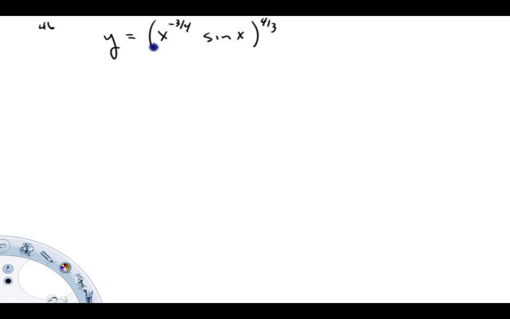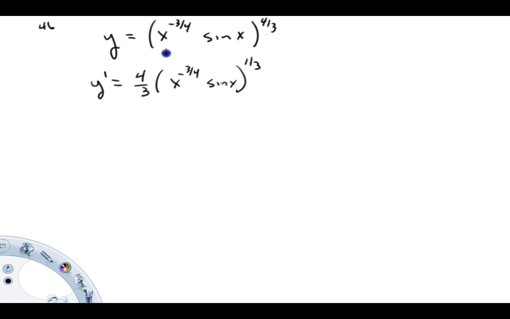So quite a bit going on. The outermost function is this 4/3 power. So when we differentiate this, y prime equals, the first thing that has to be differentiated is this part right here. And that's just a pure power. So we multiply 4/3 times x to the minus 3/4 sine x. Subtract 1 from the power. If we take 4/3 minus 1, that's 1/3. So this part has now been differentiated.